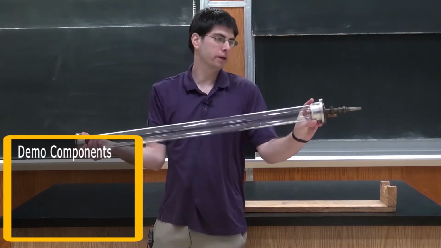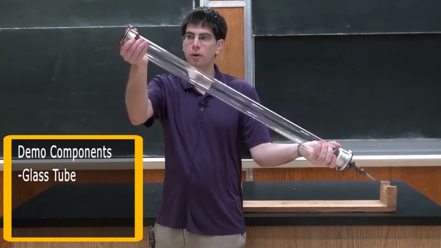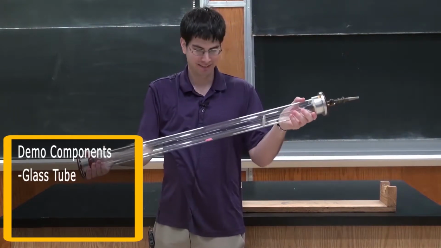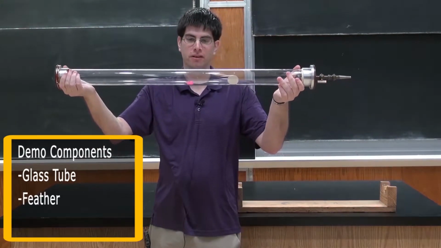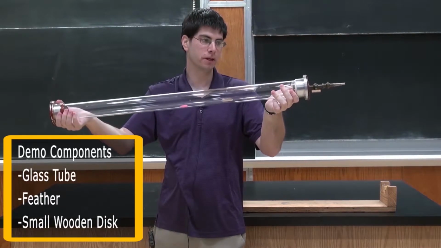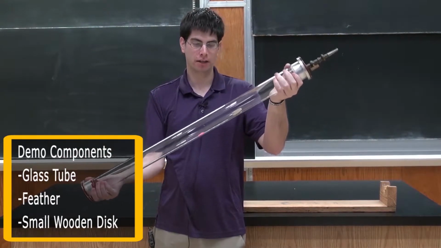So I have this tube here. It's just a clear glass tube, and there's two objects that you can see in here. We have a feather, and we have a small wooden disc. It's just these two objects in this tube, and there's normal air inside this tube.